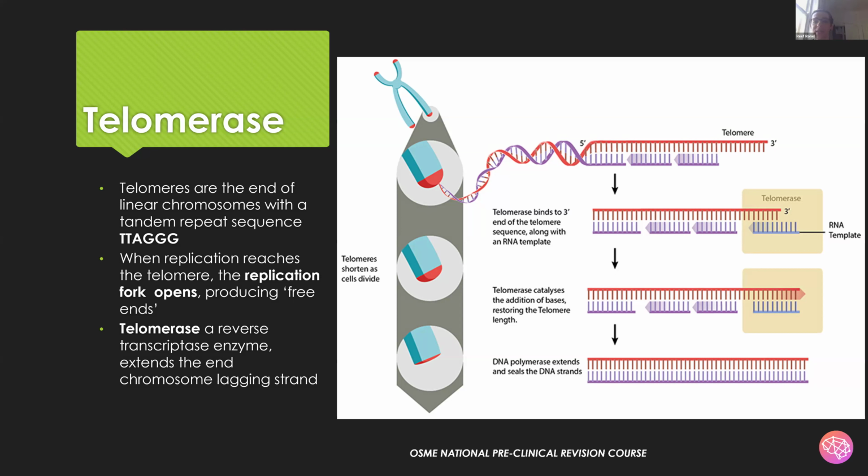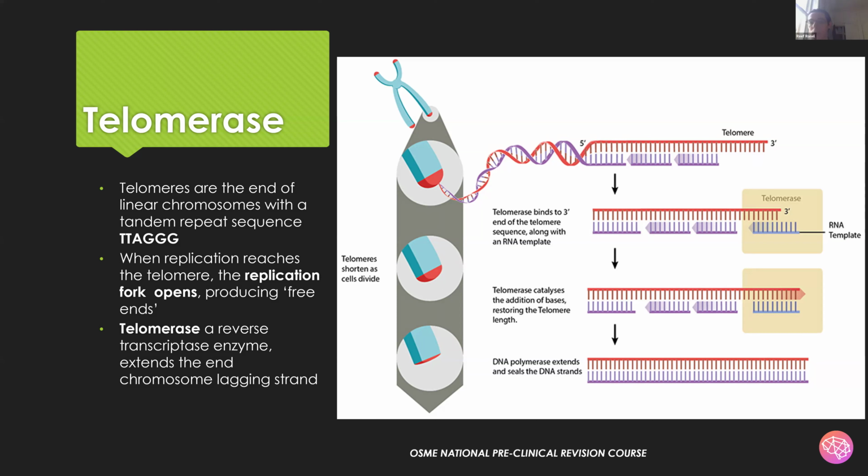So what happens is that as replication reaches the telomere, the replication fork opens, and this produces free ends. Now, since lagging strand synthesis occurs in fragments of fairly consistent length, there must be a distance of around 150 nucleotides behind the 5' end of the last Okazaki fragment and the RNA primer of the next fragment. But at the very end of the chromosome, there are fewer nucleotides than required, meaning that a primer cannot be laid. And so the last few nucleotides of the lagging strand template cannot be copied.